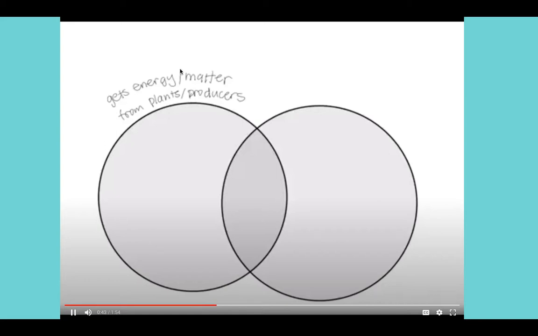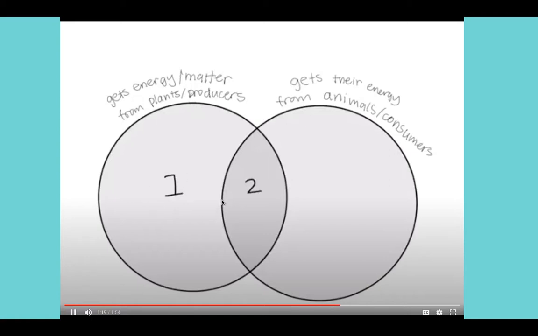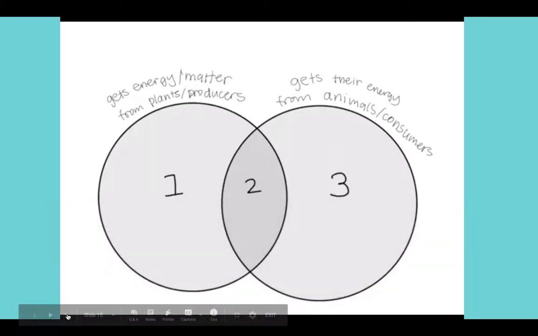So on this side, we're looking at animals that get their energy or matter from plants or producers, right? Then on this side, we are looking for organisms that get their energy from animals. Okay. So now what we're going to do is label animals or other consumers, right? We can use either of these interchangeably, just like for plants and producers, we can use these interchangeably. I still prefer producers. So this is 1, 2, and 3.